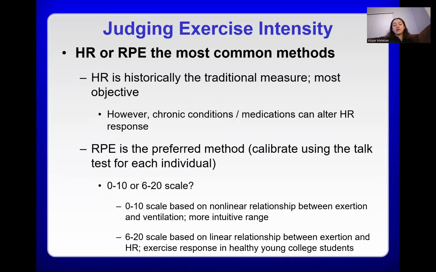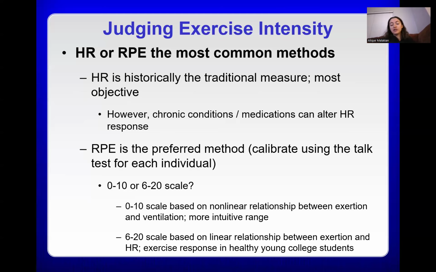6 to 20 is based on a linear relationship between exertion and heart rate. And this exercise response is in relation to healthy young college students, where their resting heart rate is 60 and their maximum is 200. So, if you're working with a population or a person that doesn't have anything that affects their heart rate response to exercise, then 6 to 20 is actually a very appropriate scale. Because it's a linear relationship, it may be easier to use. And once you describe it to them as, it's supposed to correlate with your heart rate, that might be more intuitive for them and for you.